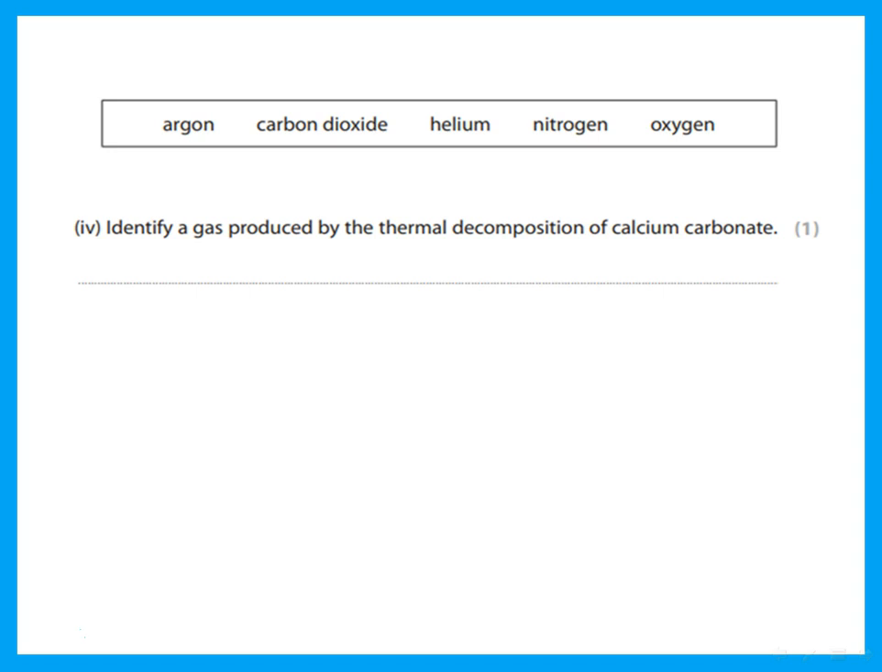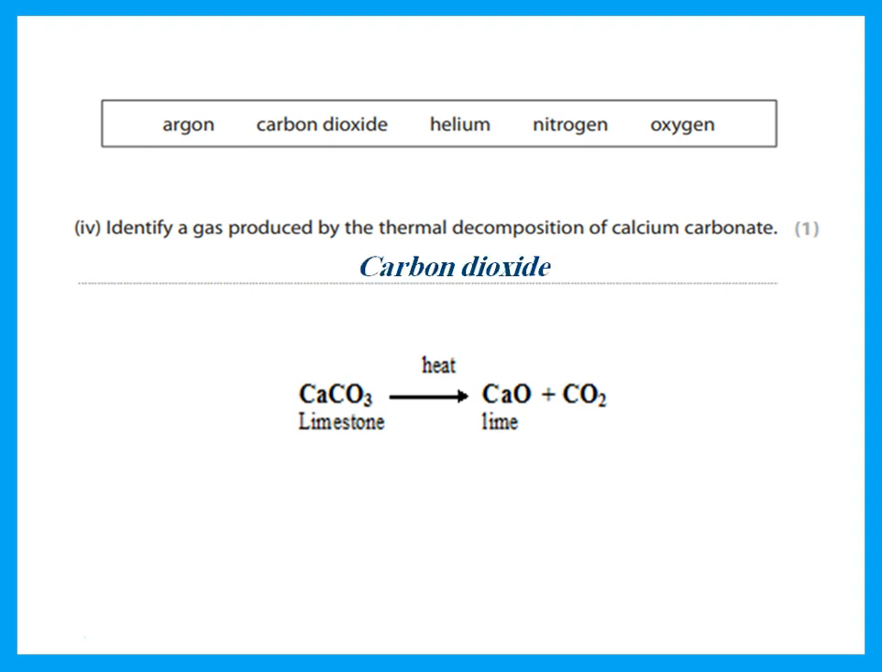Then he wants you to identify a gas produced by thermal decomposition of calcium carbonate. You should know that thermal decomposition means I'm going to break it up using heat. So if you heat calcium carbonate, what do you get? If we heat calcium carbonate, which is also referred to as limestone, this breaks up to give carbon dioxide as a gas and calcium oxide, which is referred to as lime. So the gas produced is carbon dioxide.